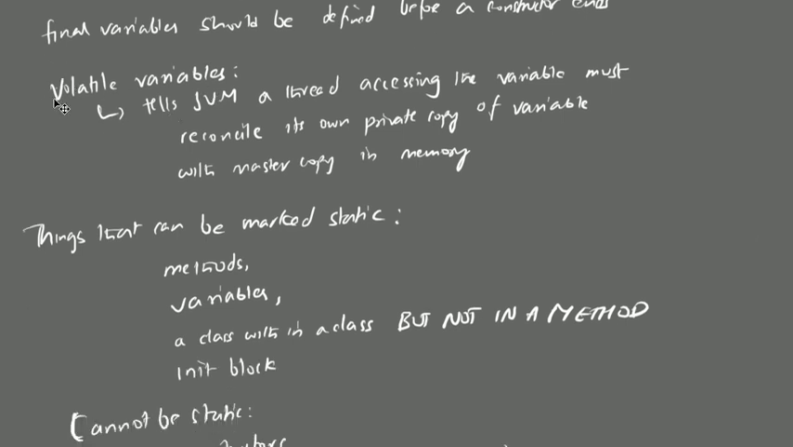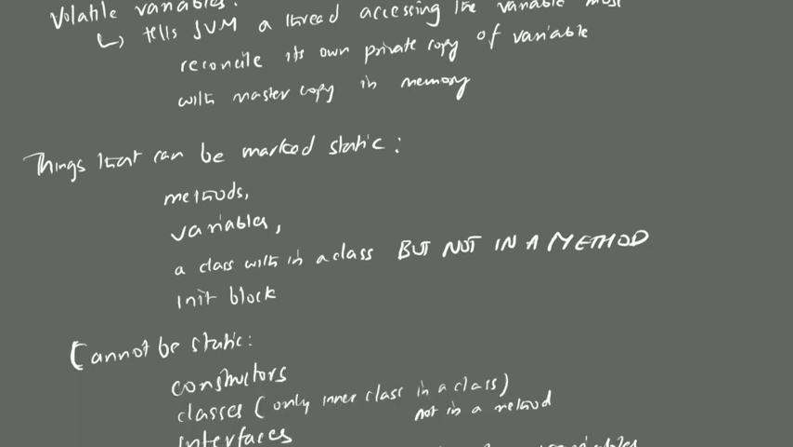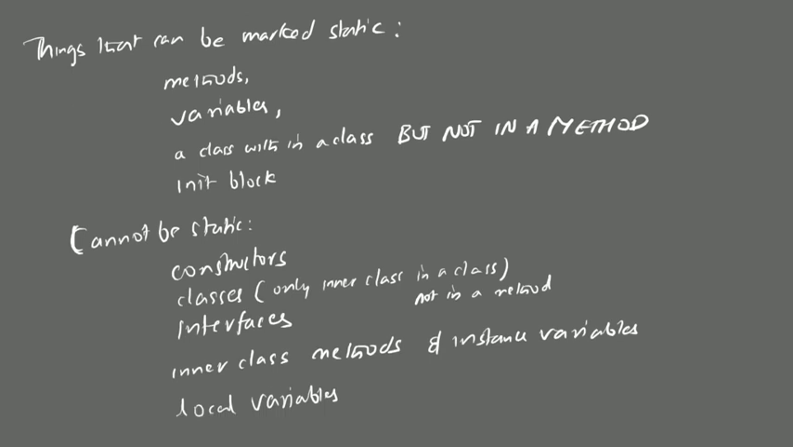Volatile variables. The keyword volatile tells the JVM that a thread accessing the variable must reconcile its private copy of the variable with the master copy in memory. Things that can be marked static: methods, variables, a class within a class but not within a method. So if I have a class within a class, that class can be marked static, but if I have a class within a method which is defined in a class, I cannot have the class within a method as static. Init blocks could be static.